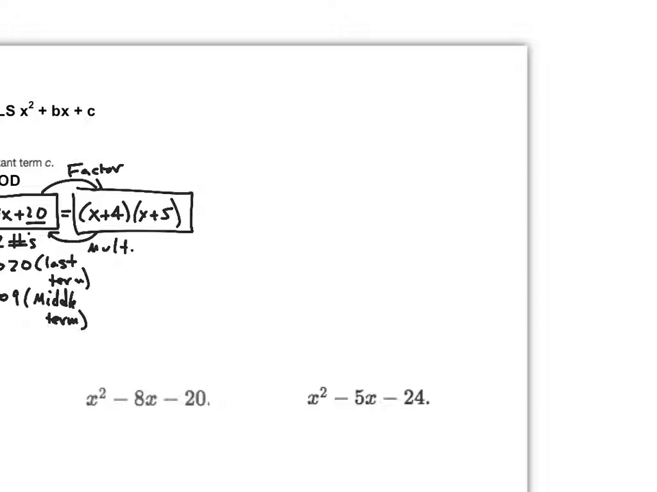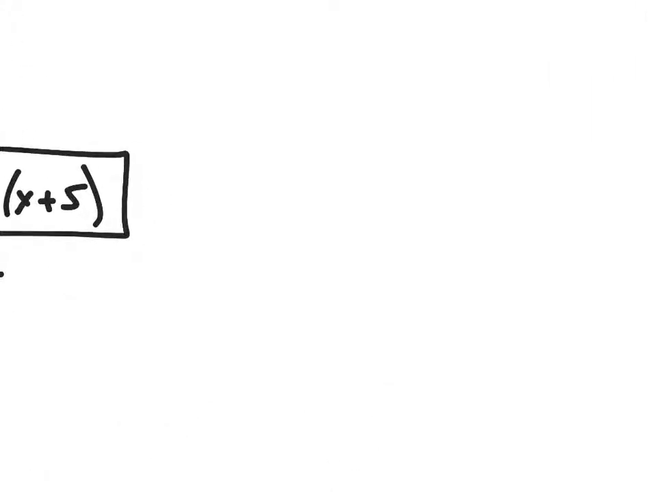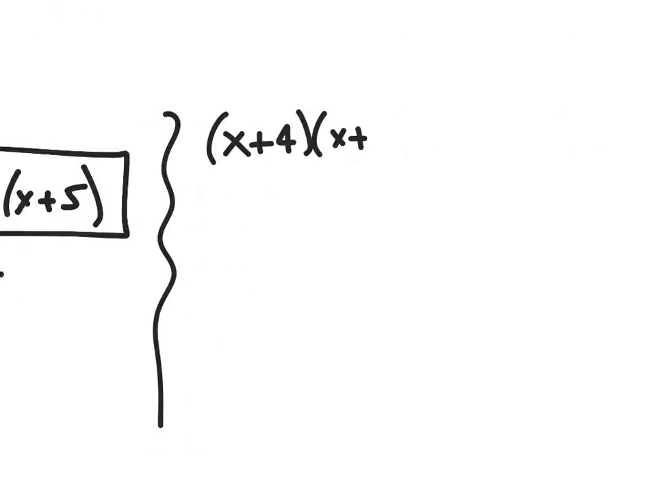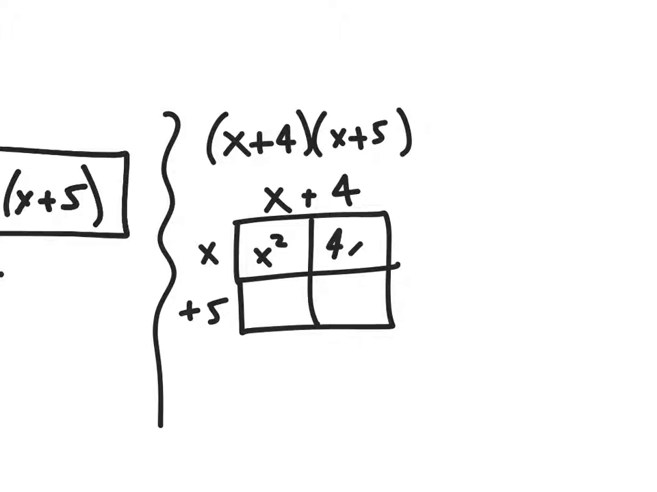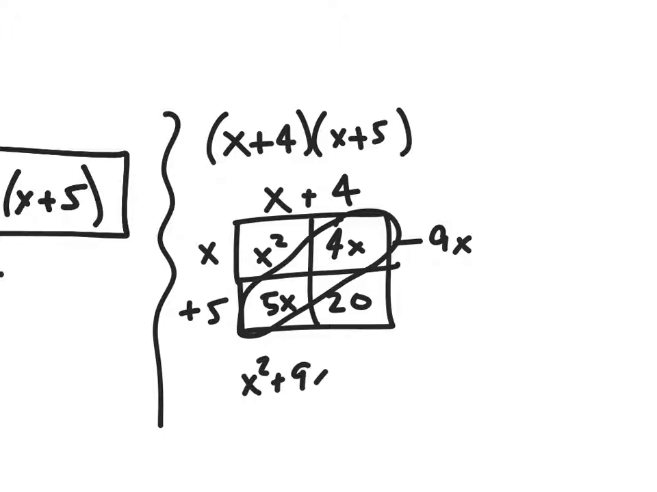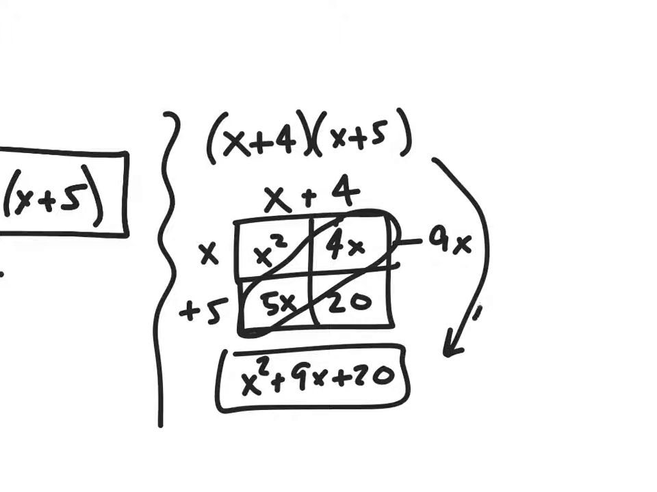Now let's do the same problem, but let's use the box method. Let's do x plus 4 times x plus 5. With the box method, I do x plus 4, x plus 5: x times x is x squared, 4 times x is 4x, 5 times x is 5x, and then 4 times 5 is 20. When I add these together, I get 9x, so we get x squared plus 9x plus 20. Again, this way we are multiplying.